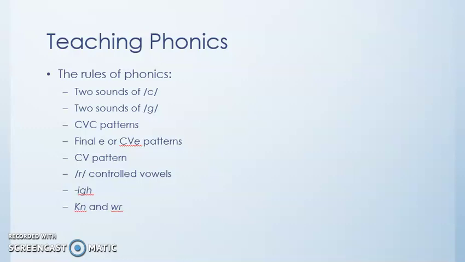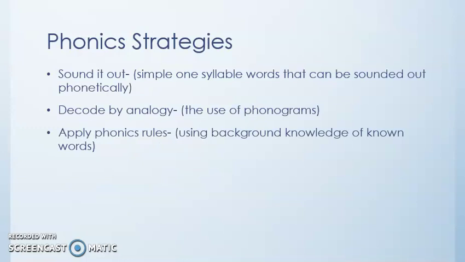Those are some tricky rules for kids to learn, or people who are learning English as their second or third language. Understanding these rules makes reading and writing simpler. And here are some phonics strategies that will support emergent readers and writers. When you're looking at a word, sound it out one syllable at a time. And sound out any word that can be sounded out phonetically.